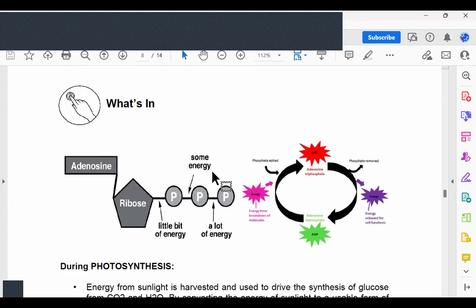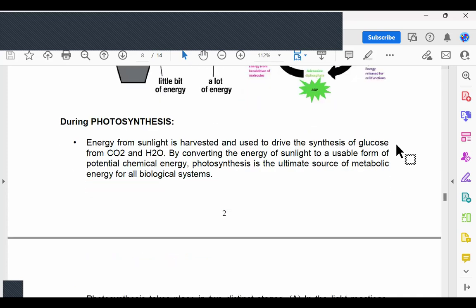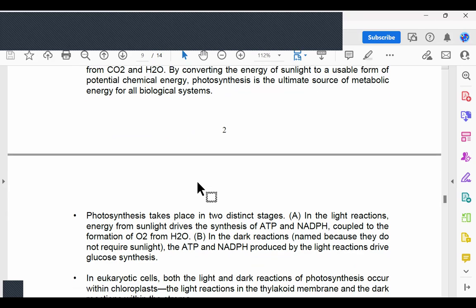There are terminologies in here. This is just an overview of what an ATP is, how it looks like, and the cycle that it goes through. Photosynthesis: energy from sunlight is harvested and used to drive synthesis of glucose from carbon dioxide and water. They use sunlight to synthesize glucose from carbon dioxide and water.